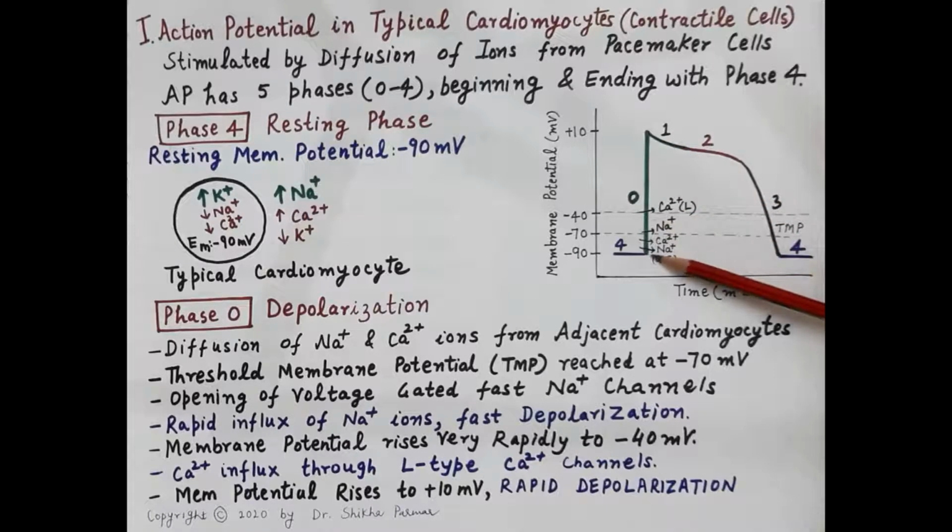Very important to note here is that the membrane potential rises from minus 90 millivolts to plus 10 millivolts. This phase is called the depolarization phase. Now, in the normal cardiac contractile cells, this depolarization phase is very rapid and there is a predominant role of sodium ions compared to the calcium ions during the depolarization phase.